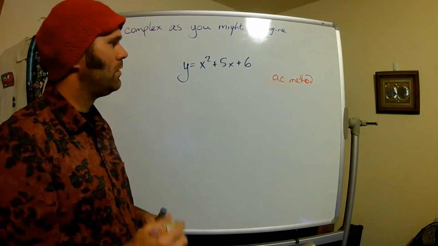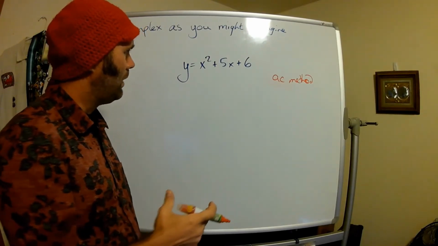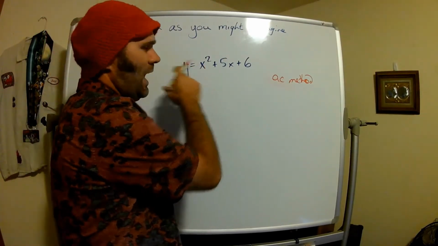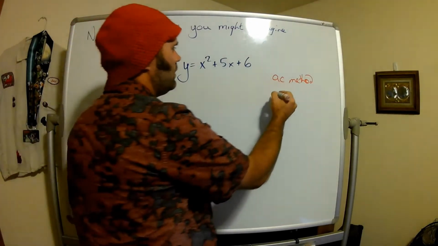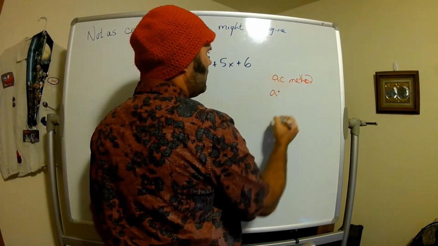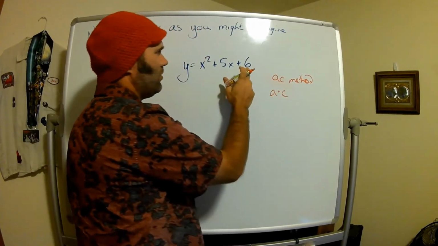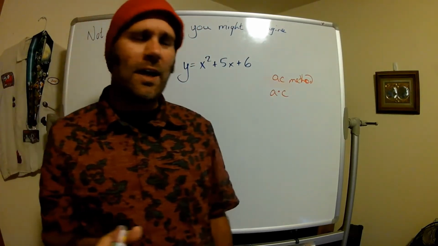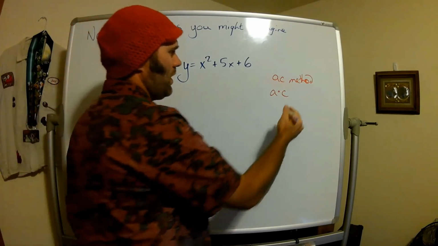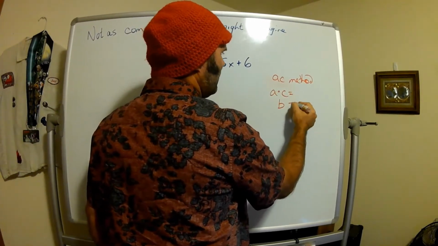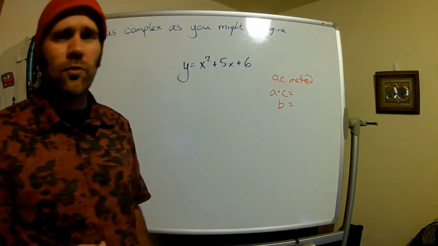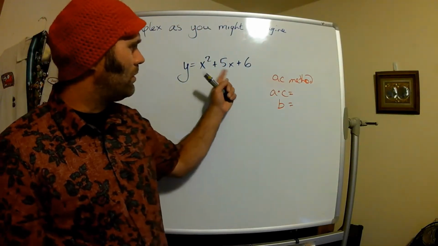So the AC method, we just take the A, which is the first term in front of x squared, times the C, which is the last term which has no x attached to it. We're going to figure out what that equals. And then we're also going to take B and see what that equals. So that's the first step. B is the number in front of x.